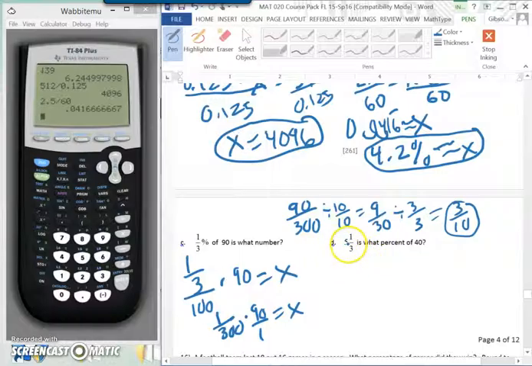Okay, now it says D, 5 1/3 is what percent of 40? So first of all, we'll change 5 1/3 to 16 over 3. Is means equals, what percent is x, of is multiplication, and 40 is 40. Now we would divide each side by 40.